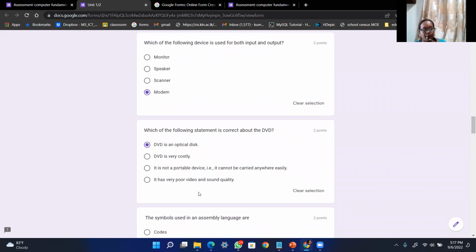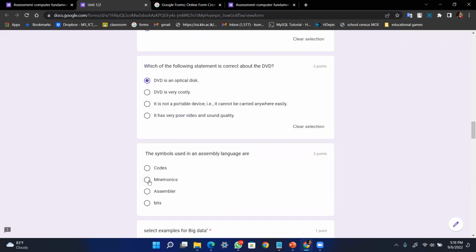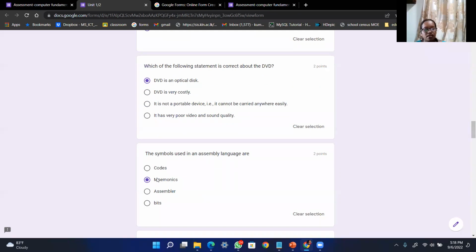The symbols used in assembly languages are normally called what? Mnemonics. Mnemonics. Don't spell it like M, mnemonics.